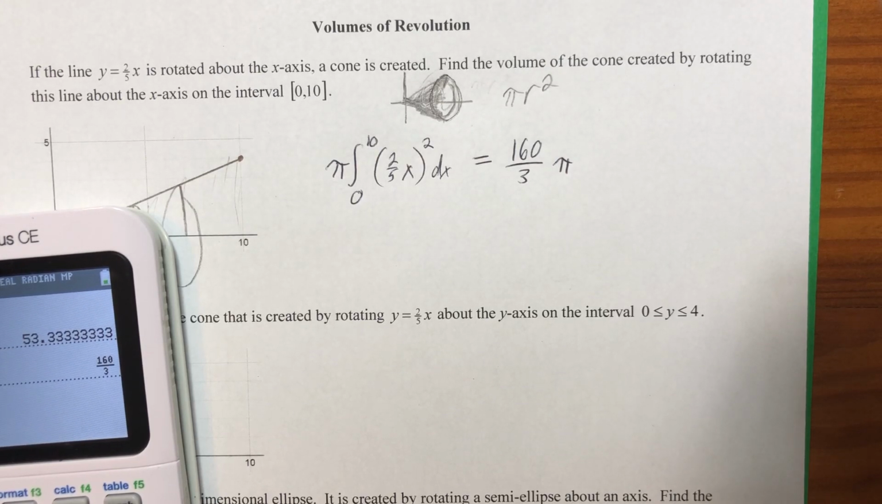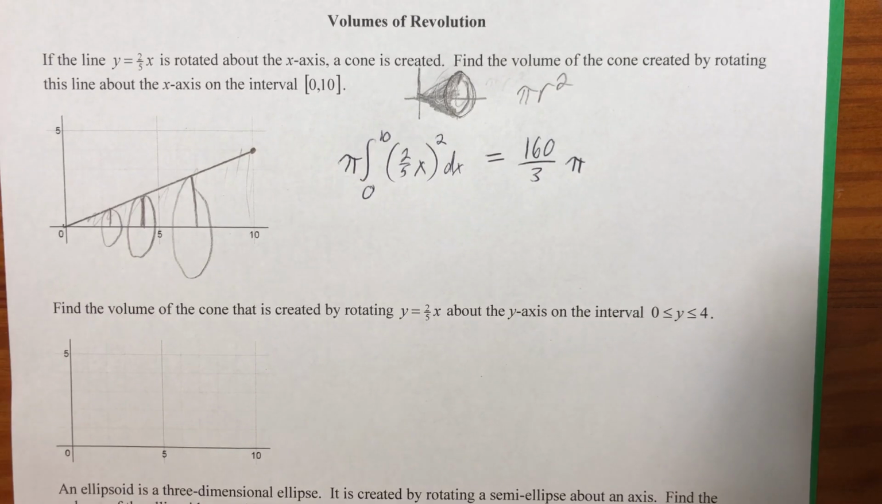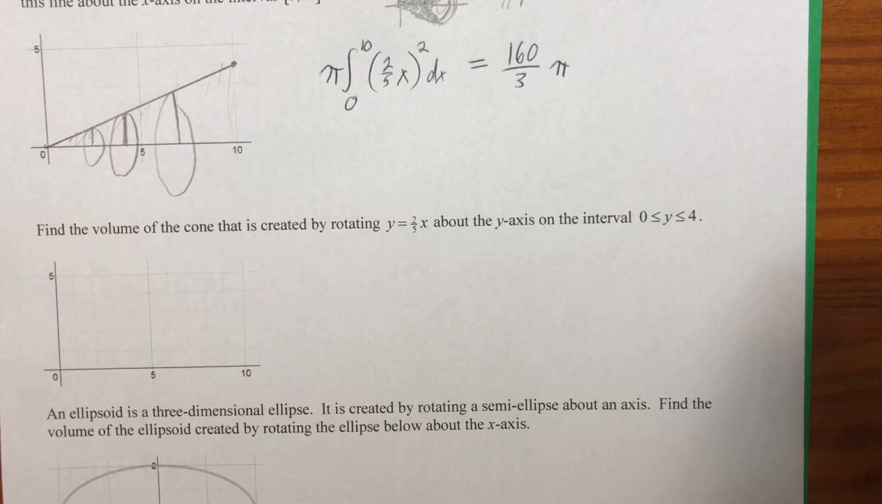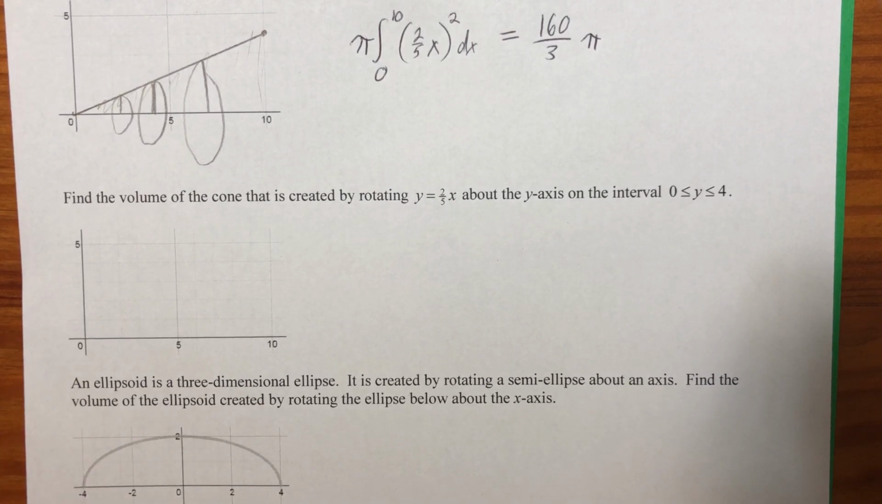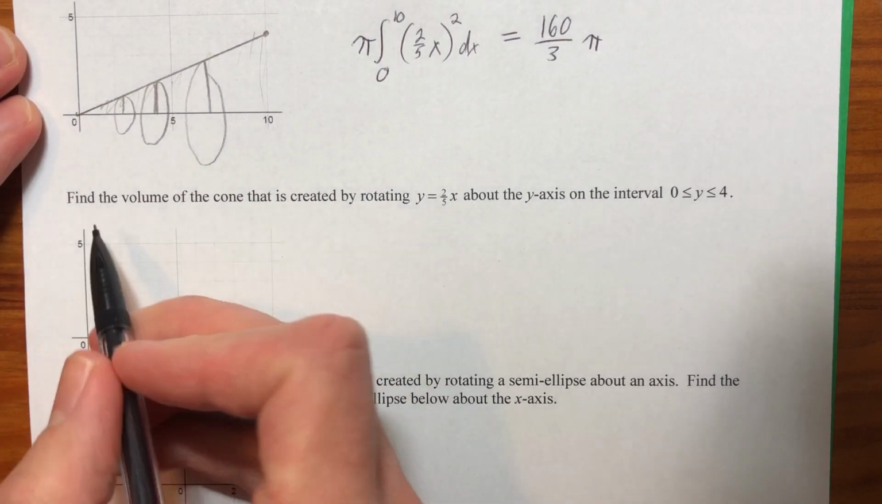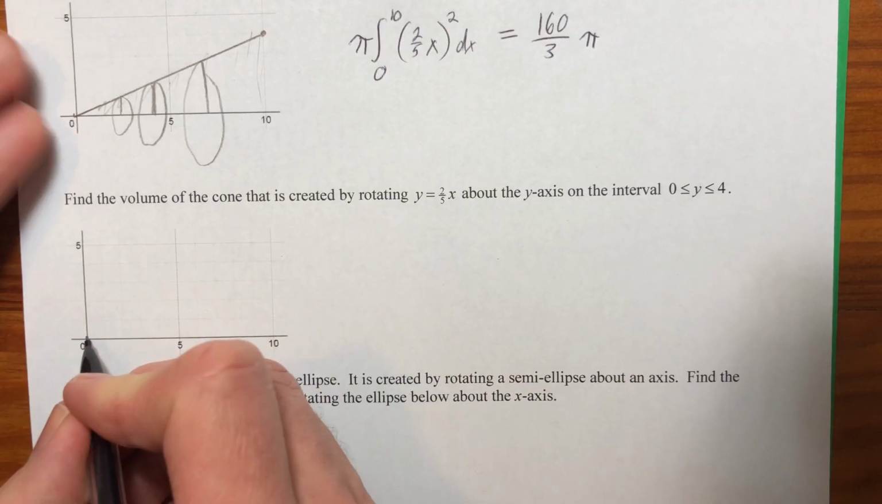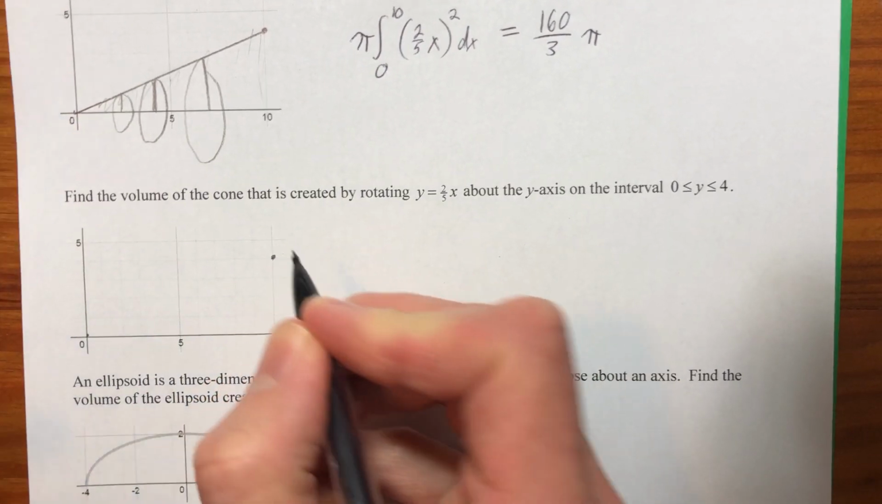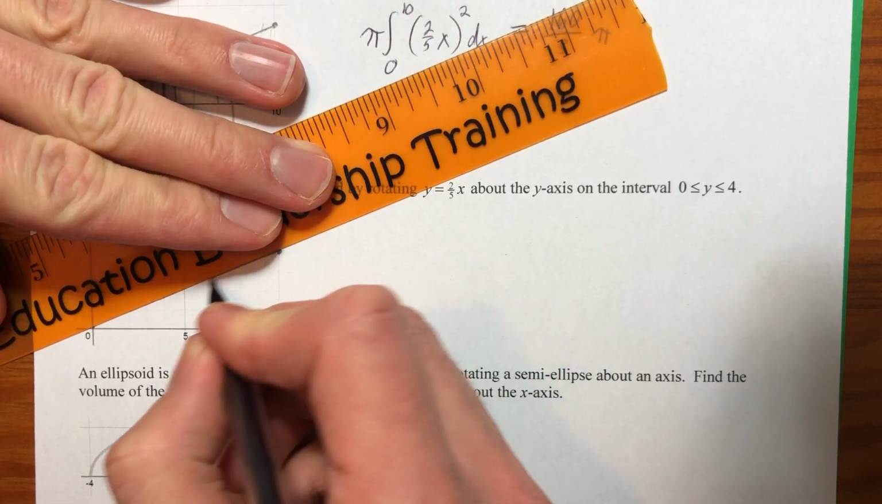And what are the units on volume? Well, it's cubic units, but we don't know if it's inches or centimeters or whatever, okay? So now we're going to do the same thing, but it's not the same thing. It's about to get a little bit trickier, but we're still going to use pi r squared. So find the volume of the cone that is created by rotating y equals 2/5 x. Let's just stop and draw it again. Stop, draw it, there it is.